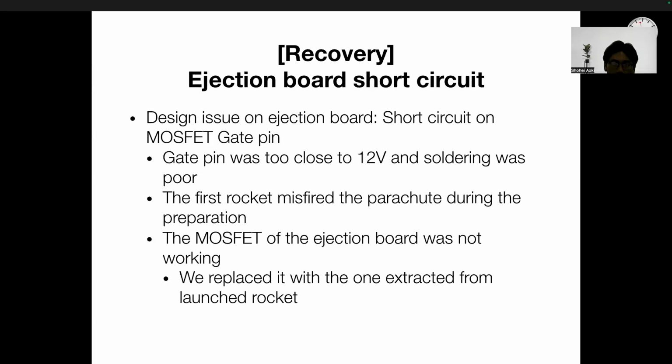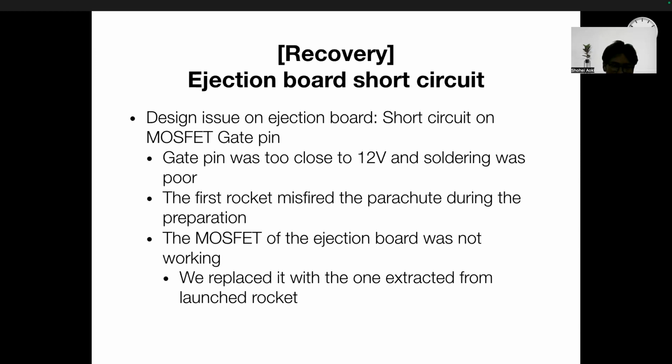And then as for the recovery, ejection bolts short circuit, we have seen a lot of problems. Actually, I heard it was based on the Pro design. The MOSFET gate pin was too close to 12 volt. And also the soldering was poor. So this issue happened. For the next ejection PCB, I think it should be redesigned to get a much better design and to avoid this short circuit.